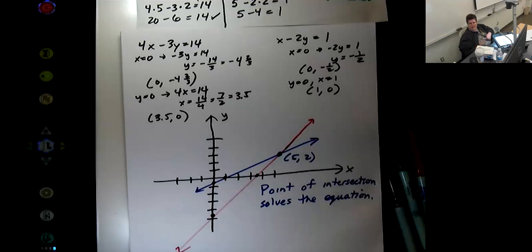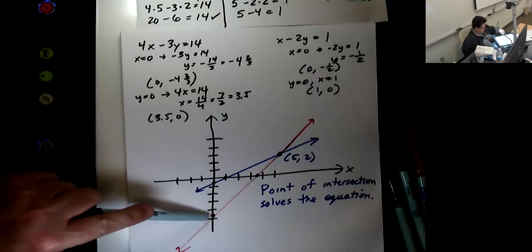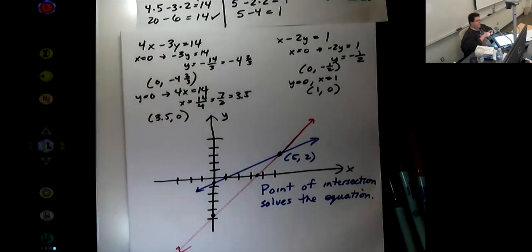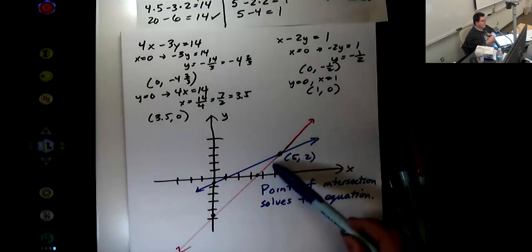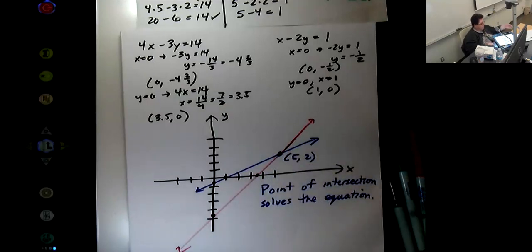That doesn't look like 5, 2 to me, but then again, my axes aren't great. I'm not using graph paper. And I kind of estimated 0, negative 1/2, and I'm not even on the lines here. It's just bad, but you can see it's close to 5, 2. If I had graphed better, it would look better.